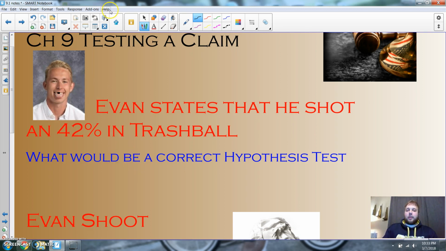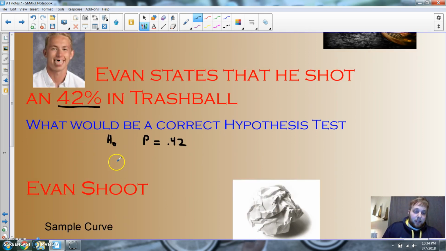However, what would be my correct hypothesis test? Well, my correct hypothesis test would be H0. I have to assume he's right, right? So what am I dealing with? Percent. So I'm dealing with P is going to equal 42%. And hopefully you guys are starting to get the hang of this. My null hypothesis, I'm going to say, is 42. I got to believe him, right? Okay? However, I think he's lying.